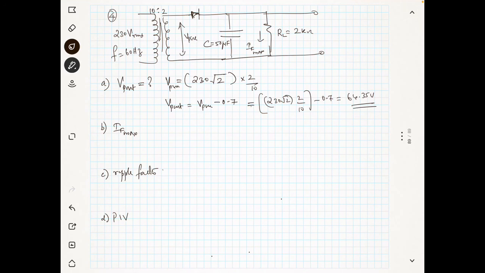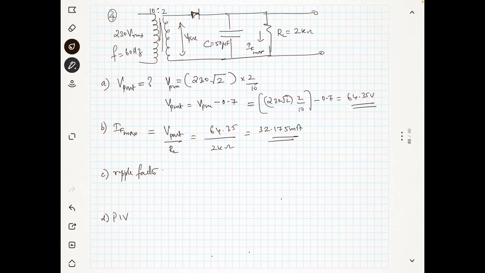So you got the maximum voltage because one diode will be on at a time, so it will take 0.7, so the remaining voltage will be the maximum output, okay. So I max means Vp out divided by your RL. So you will get it as 64.35 divided by 2 kilo ohm. So you will get the current as 32.175 milliampere. So this will be the current.